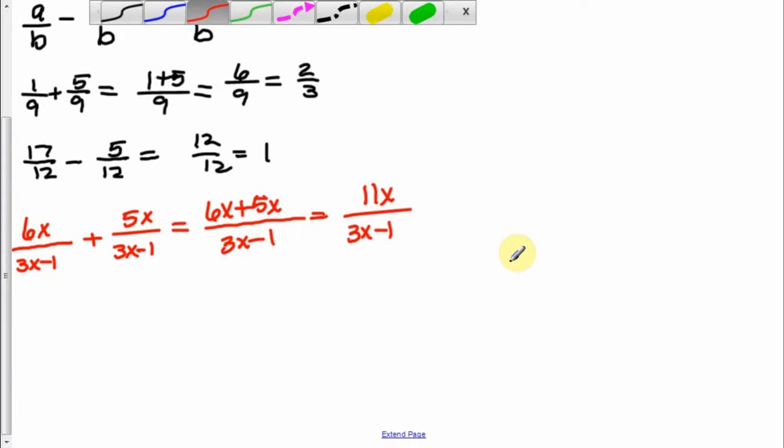Can I cancel the x's? No, because this one is in a quantity, isn't it? It has something multiplied by it and subtracted from it. You can't cancel it unless it's just in factored form.